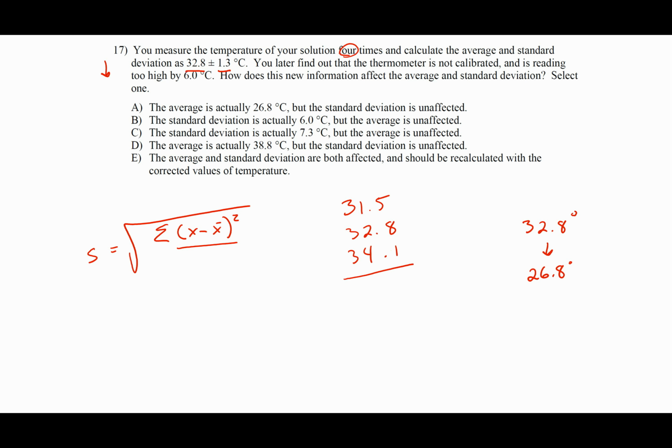Okay, so each one of these. Let's look at the average. The average would be 32.8. So 32.8 minus 32.8 would be 0. 31.5 minus 32.8 equals minus 1.3. And 34.1 minus 32.8 equals 1.3. So this would be 1.3 squared, 0, 1.3.